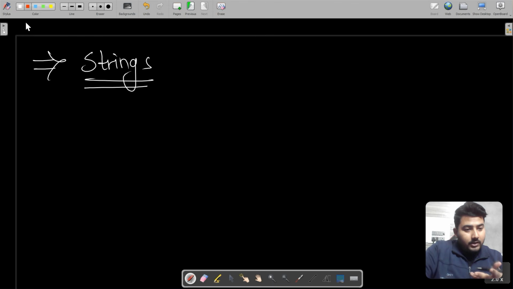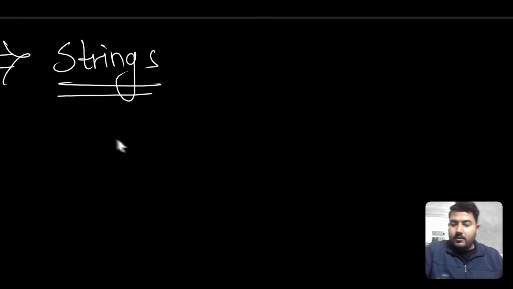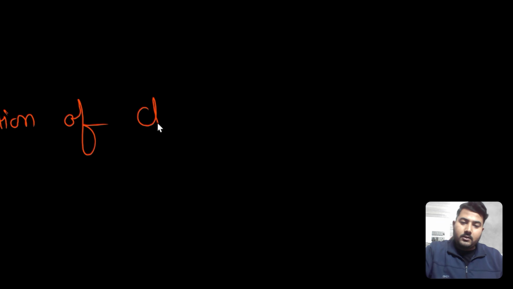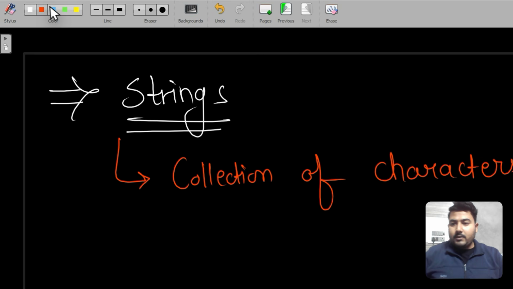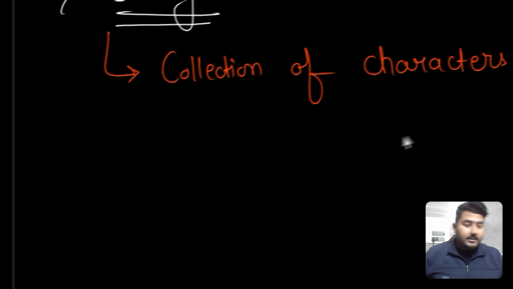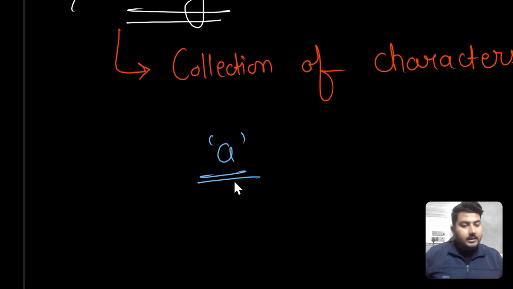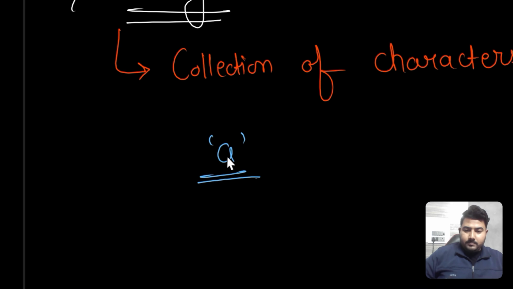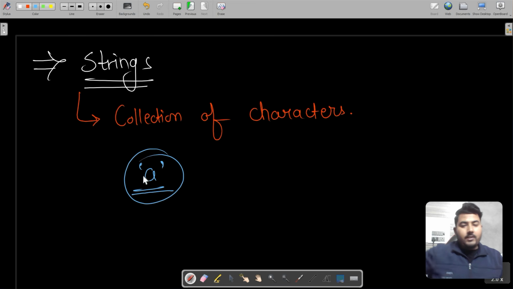Just like an array, which is a collection of similar type of data, a string is actually a collection of characters. That's it. As straightforward as it is. Everyone is already aware of what a character is. A character is simply a single length alphabet or number or symbol surrounded with single quotes. Anything like this is considered a character. When we have a collection of all the characters, then it will be considered a string.